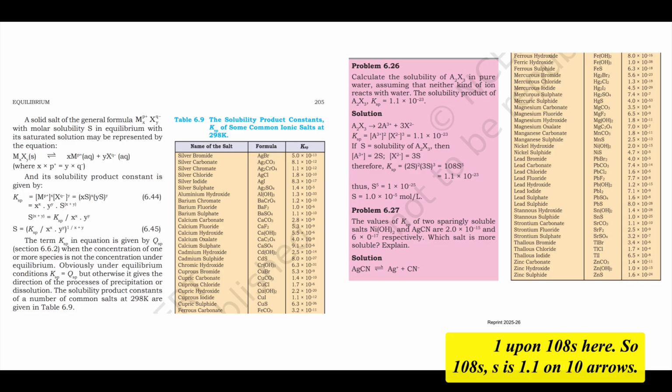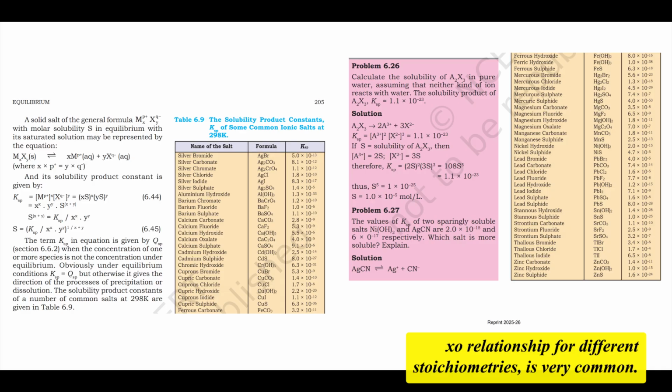We are given Ksp = 1.1 × 10^-23. So 108S^5 = 1.1 × 10^-23. Now solve for S. First, divide by 108, so S^5 is about 1.0 × 10^-25. To find S, take the fifth root. S = (1.0 × 10^-25)^(1/5), which comes out very close to S = 1.0 × 10^-5 mol/L. This type of problem, correctly applying the Ksp to S relationship for different stoichiometries, is very common.